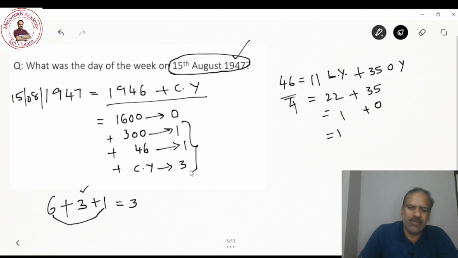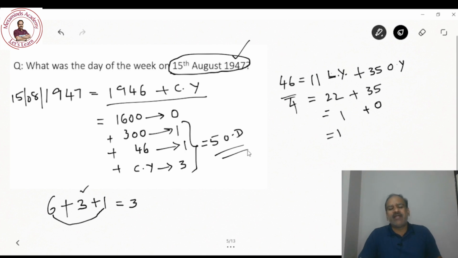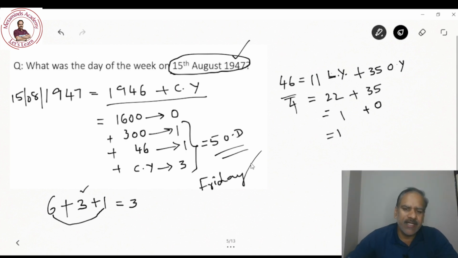So current year has 3 odd days. So in total you will get 5 odd days. 5 odd days is equal to what? When the remainder is 5, it is Friday. So therefore, 15th August 1947 was Friday.